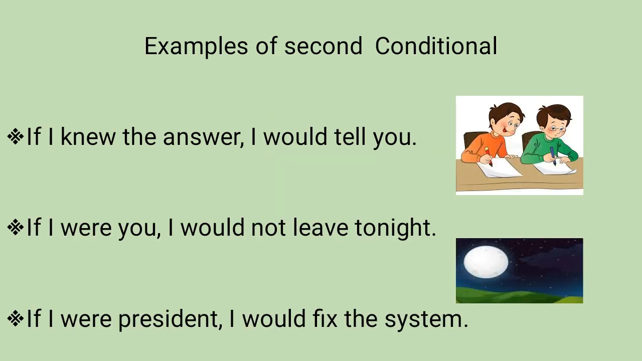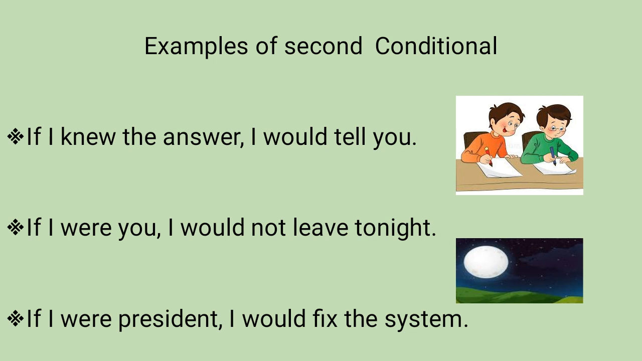Some examples are here. If I knew the answer, I would tell you. Suppose you are in the examination hall and someone is teasing you to ask something, and you are going to justify yourself by using a conditional sentence. The first one is the dependent clause and the second one is the independent clause, and you can notice over here that the tense of the dependent clause is past and the tense of the independent clause is would plus the first form.